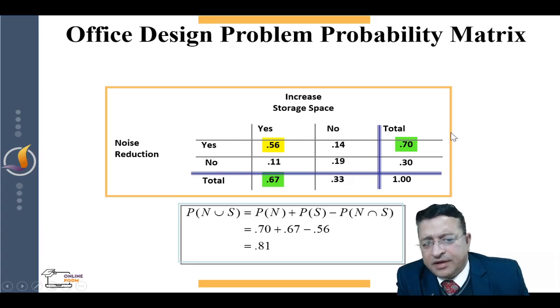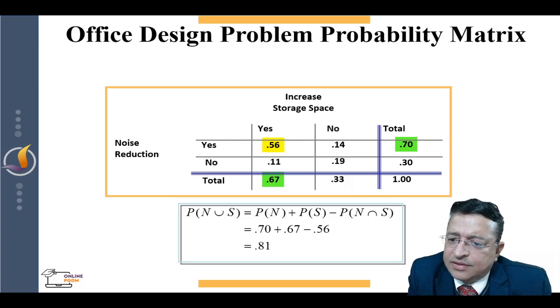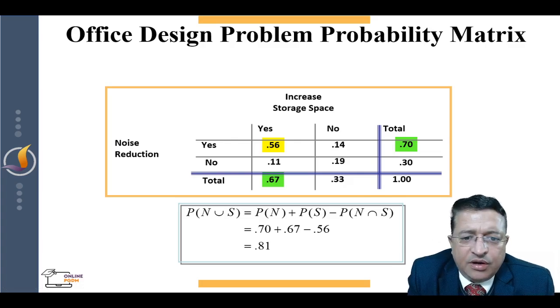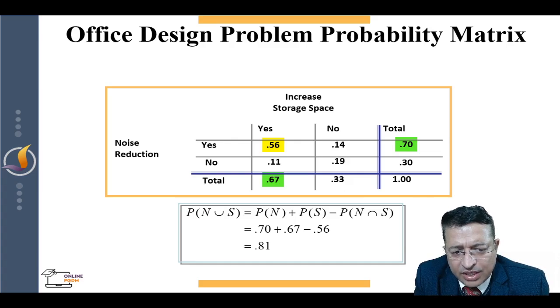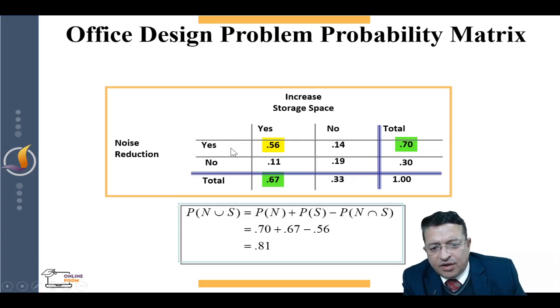It is always better if you convert the statement or the problem into a probability matrix. Then you can easily calculate all kinds of probability, whatever 4 types we have discussed. Right now, suppose this probability matrix of increased storage space versus noise reduction is given in this way, and all the probabilities are calculated here.